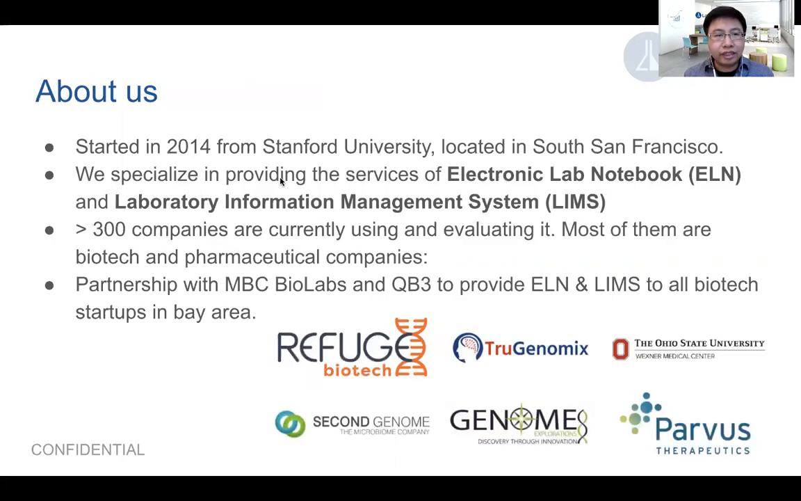Then I will start by introducing our company a little bit. Our company is Labii ELN LIMS. We started in 2014 from Stanford University. Right now we're located in South San Francisco. We specialize in providing electronic lab notebook and LIMS services. More than 300 companies are currently using us. We also have a partnership with MBC BioLabs and QB3 to provide the ELN and LIMS to all biotech startups in the San Francisco Bay Area.